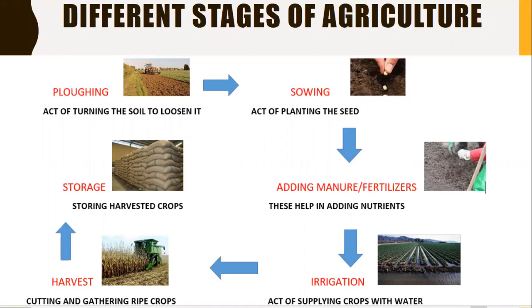After irrigation, we have to harvest the crop. So harvesting is the cutting and gathering of ripe crop. Now the harvested crop need to be stored properly. So the last step is storage. And proper storage prevents damage to the crop from moisture and pests.